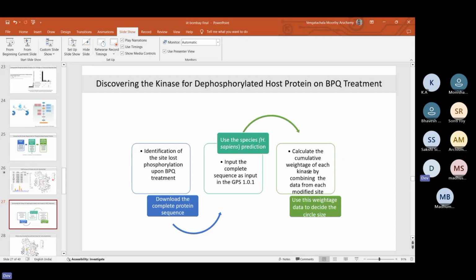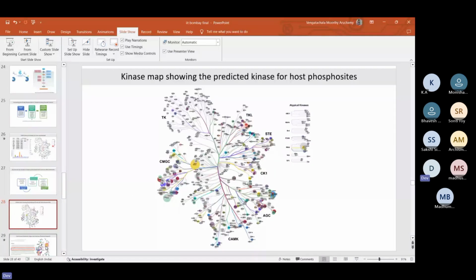After this, we identified the weightage of each kinase and represented it in the form of a kinase map. What it represents is that the CMGC group and CMK are the ones that are overrepresented in our kinase prediction.